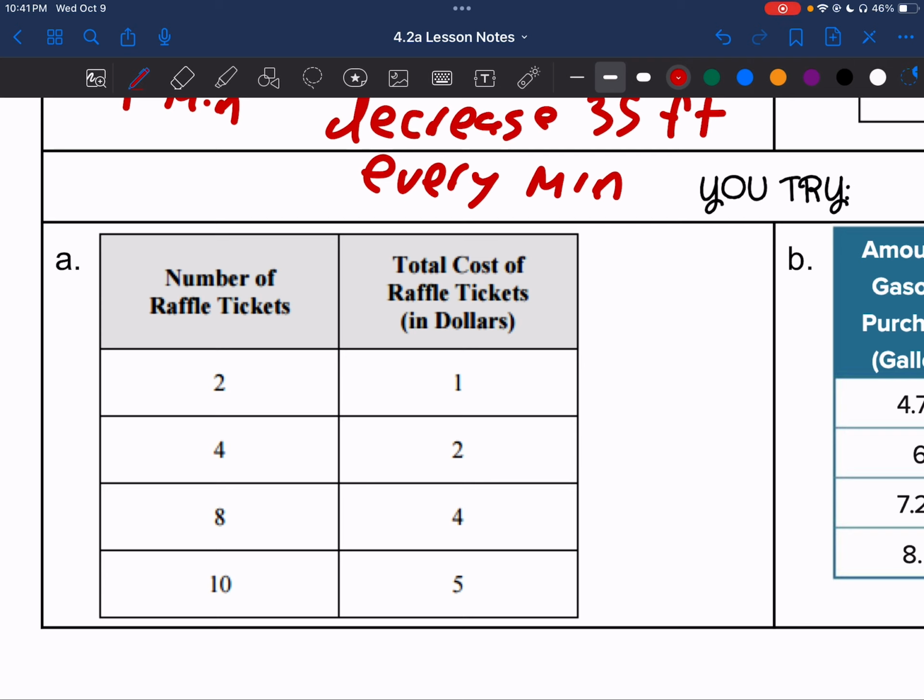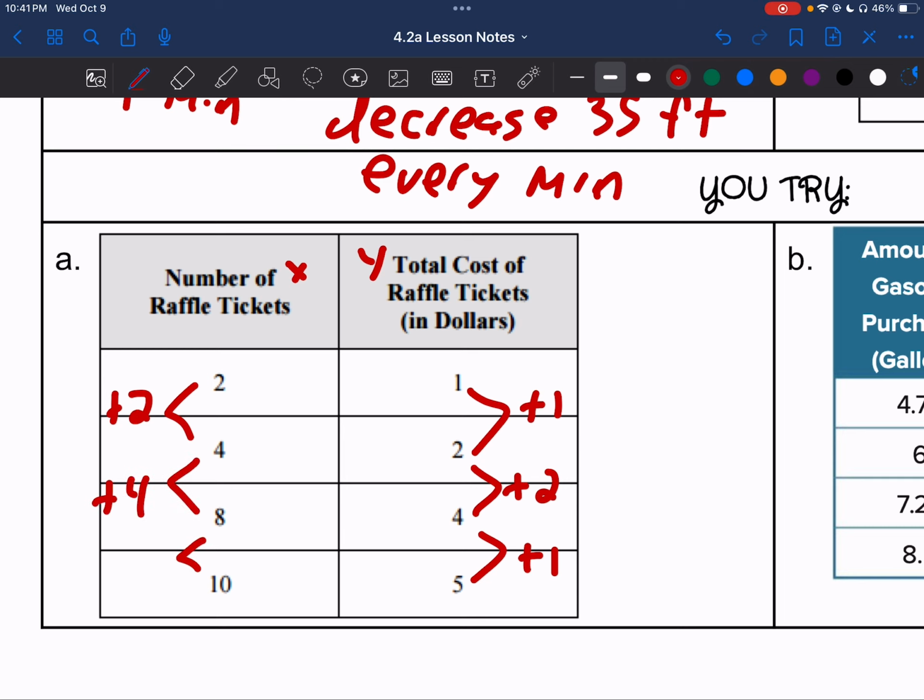This is a you-try problem, so you do it on your own, and then come and check your work against mine. So we have our x value, we have our y value, and we're going to look at what we are changing by. So from 1 to 2, that's plus 1. 2 to 4, plus 2. 4 to 5, plus 1. Our x values, we are adding 2, we are adding 4, and we are adding 2. So if I find my rate of change, it's going to be 1 over 2. You have $1 per 2 tickets.